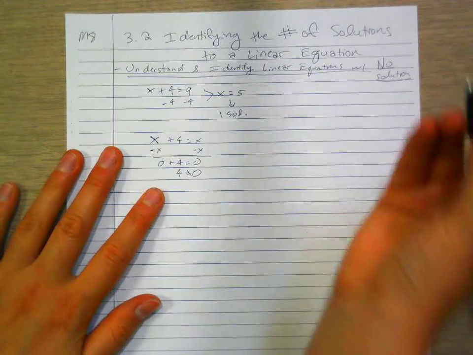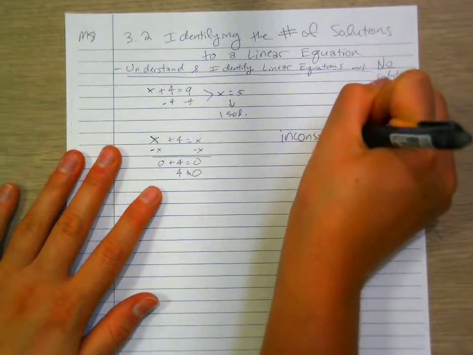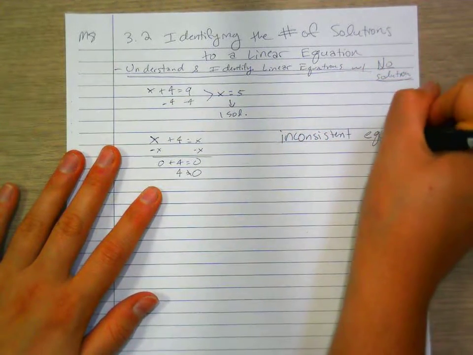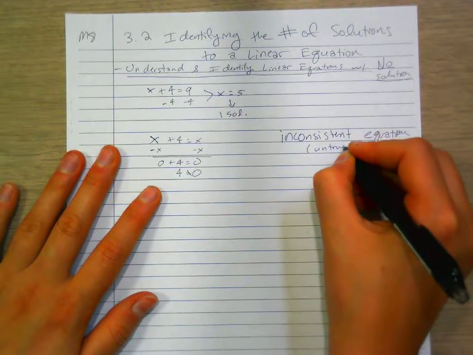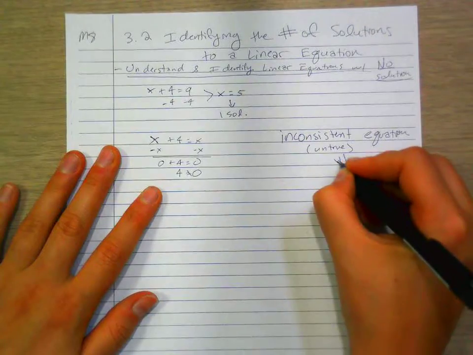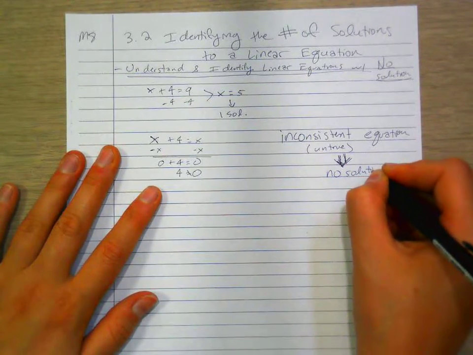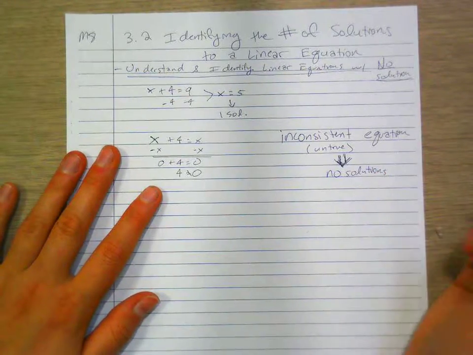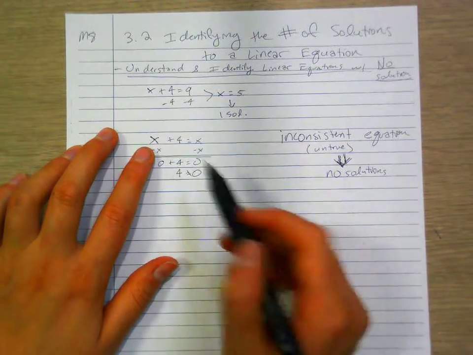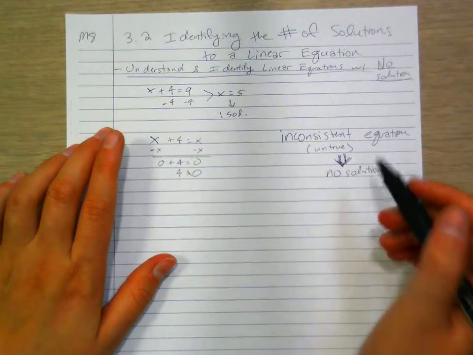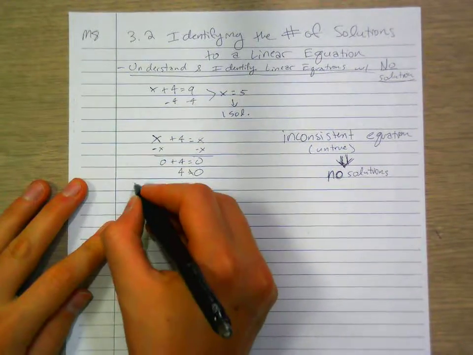So if you have an inconsistent equation, something that is untrue, you know that there are no solutions. So basically, if there's no possible way I could put in a number for x that would make this true, then there are no solutions for this problem. Impossible. Let's try an example.